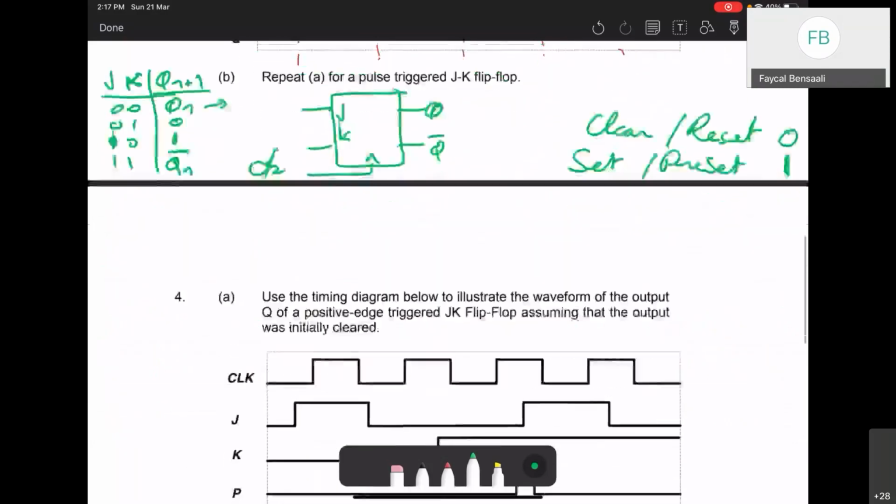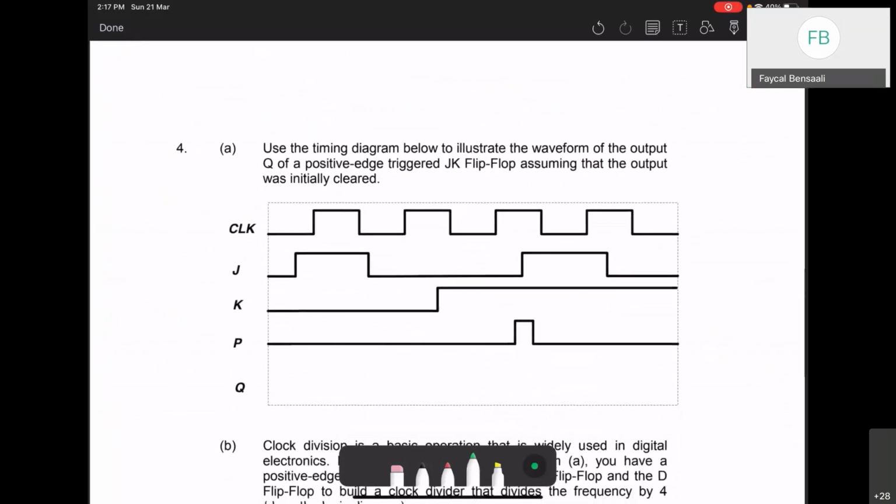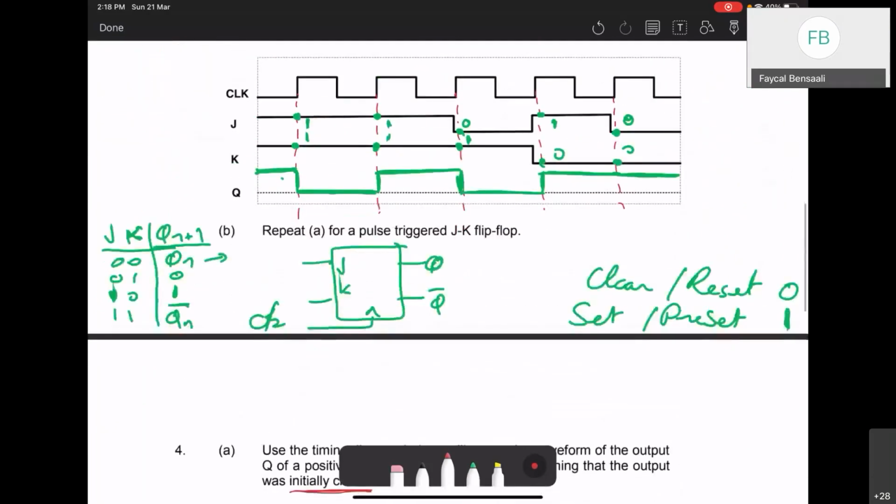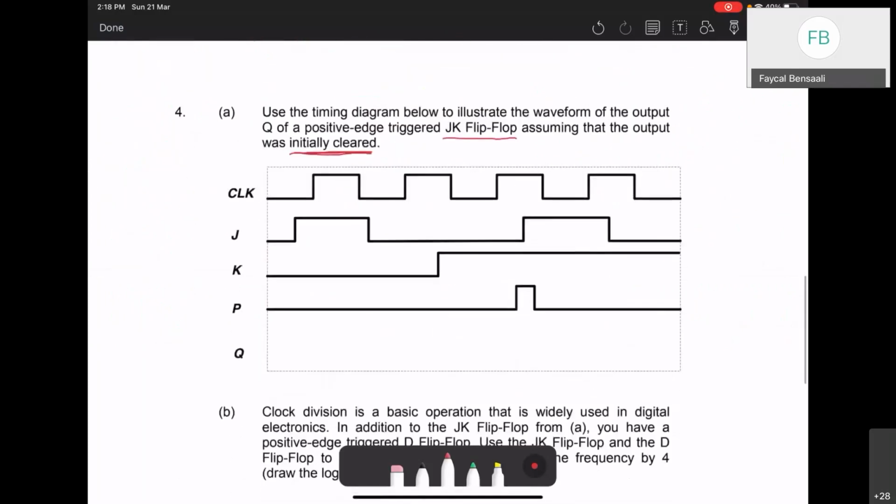Right. Okay, good. Next, now we have a JK flip-flop. Again, this is a JK flip-flop. And we say it's initially cleared. I use the word cleared, which means 0. So clear or reset is 0, set or preset is 1. So again, here we start with 0. It's a JK flip-flop, but this one, as you can see, has a preset pin.